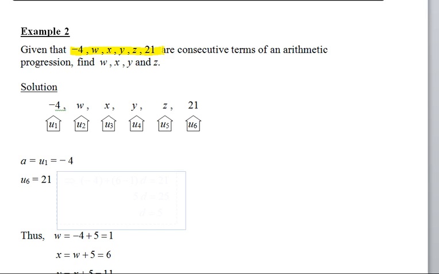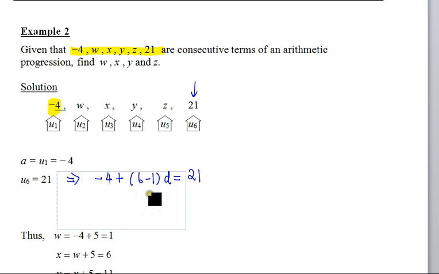First, you know that let this be the first term, minus 4. Then it's quite obvious, since this is the sixth term, then we safely can say that minus 4 plus n minus 1 of the common difference, which is d, which I don't know, must be equal to 21. This is the most direct way, correct? If this is the first term, then this is the sixth term, then the sixth term, which is 21, must be equal to the first term plus n minus 1 d. And d is my only unknown.